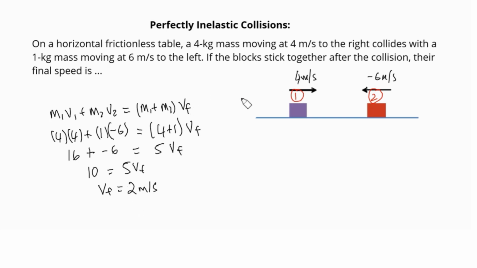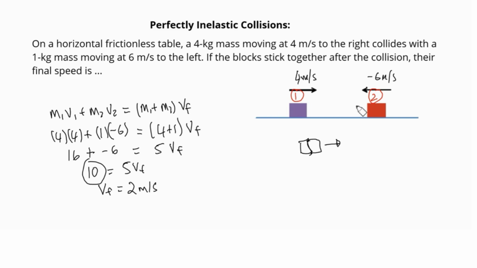Now, it's important to note that the original total momentum was 10 for both these guys. So the final momentum is also 10 for both these guys. And so then we go ahead and divide both sides by 5 to get Vf equal to 2 meters per second. Because this number is positive, we know that these two masses, when stuck together, will be moving towards the right.